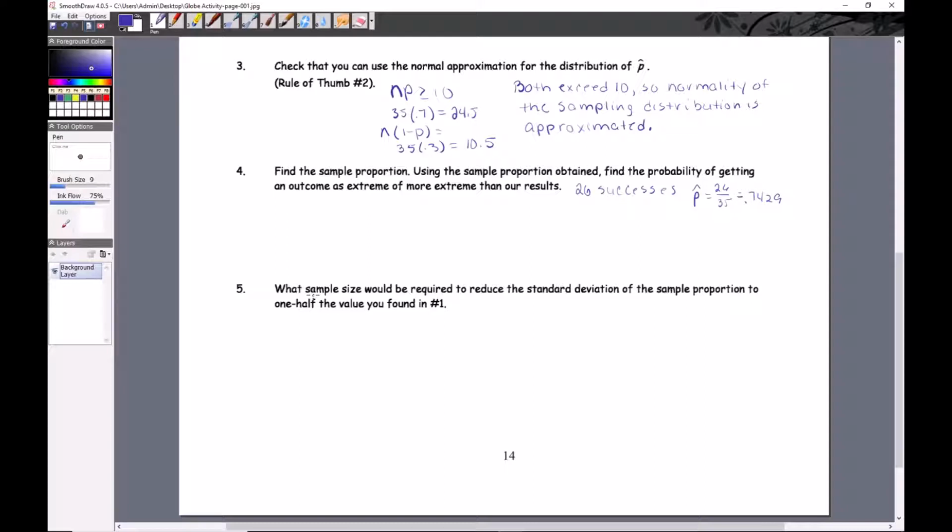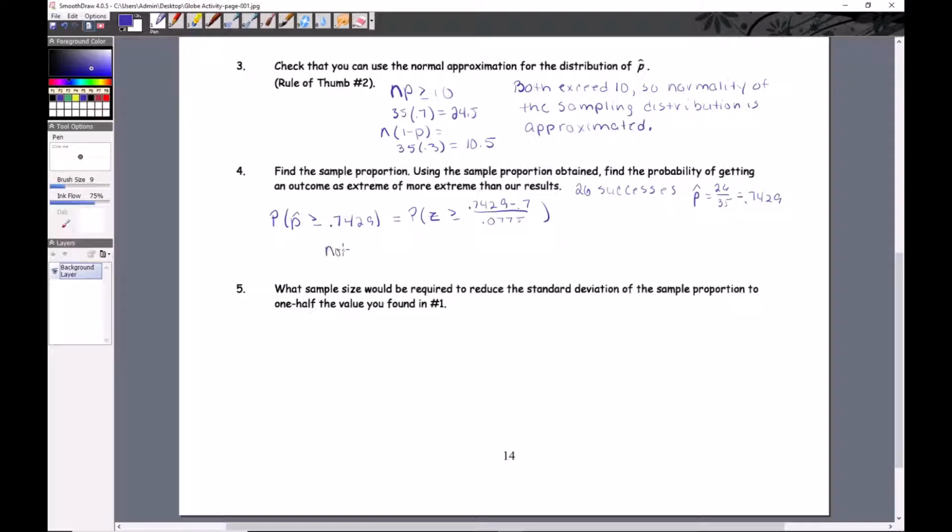Okay, all right. And what we're supposed to do is find the probability of getting an outcome this extreme or more extreme, and that would look something like this. This is the probability that p hat is greater than or equal to 0.7429. All right, and so that's the probability. We got to go to z calculations, that z is greater than or equal to 0.7429 minus the mean 0.7 over the standard deviation, 0.0775.